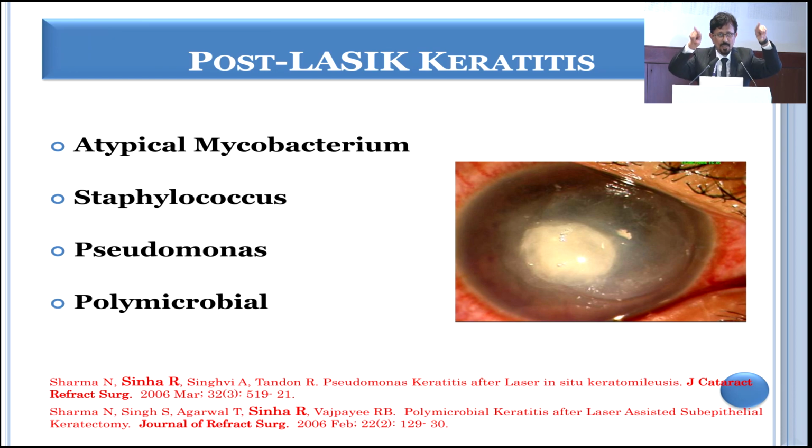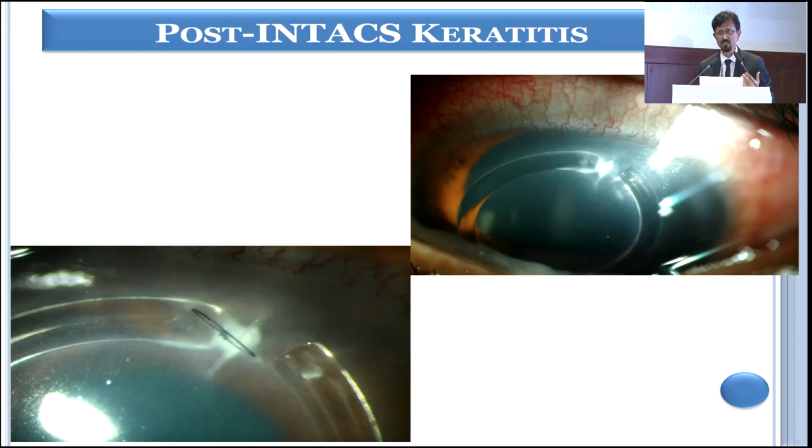If there is surrounding edema along with the infiltrate, you have measured the size, but surrounding edema is there, immediately start suspecting pseudomonas. So these are some of the diagnostic clues that help you, because many times by the time you get the investigative report, the ulcer has progressed a lot.